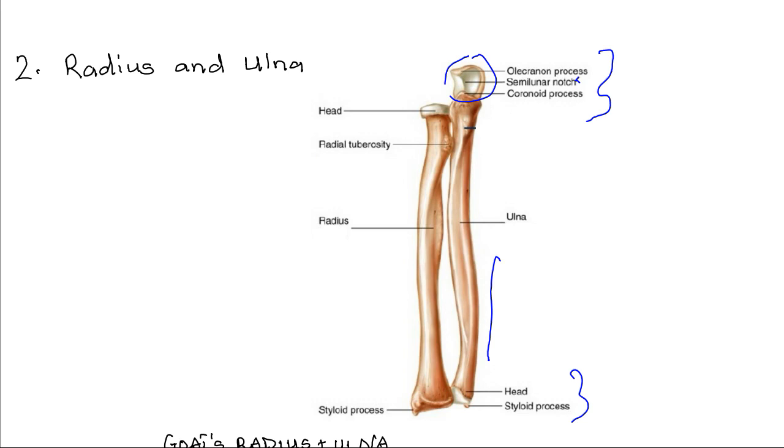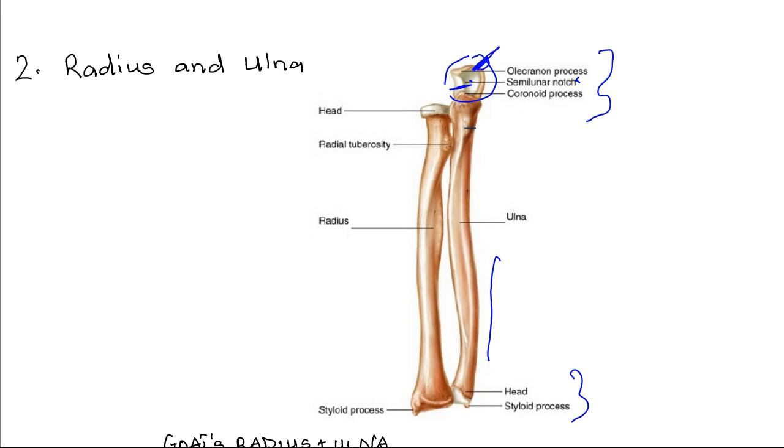This notch articulates with the distal end of the humerus to form a hinge joint at the elbow. Remember, the humerus has the trochlea, so the trochlea fits here to form a hinge joint at the elbow. Then another important feature at the proximal end is the olecranon process. This is the olecranon process.